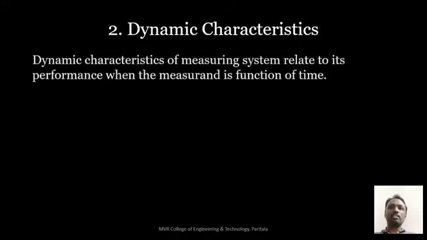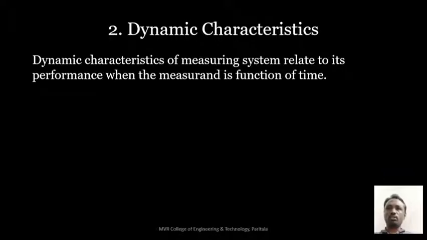So when we consider the dynamic characteristics of a measurement system, they relate to its performance when the measurement is a function of time. So what is measurement? Measurement is nothing but the quantity which is to be measured. If the quantity to be measured is a function of time, at that time we need to identify the dynamic characteristics of an instrument. So what are the inputs? Those are functions of time.